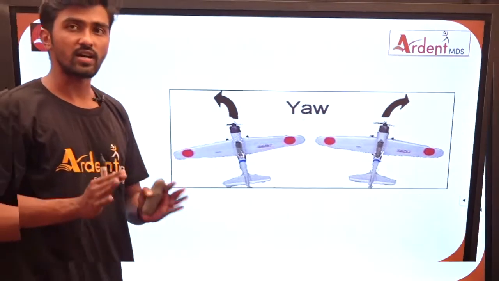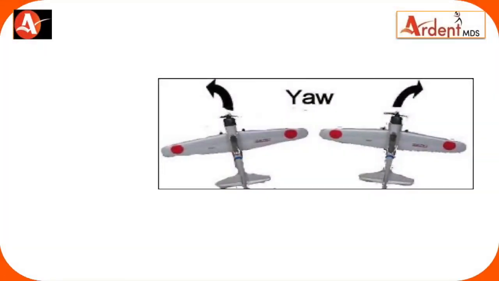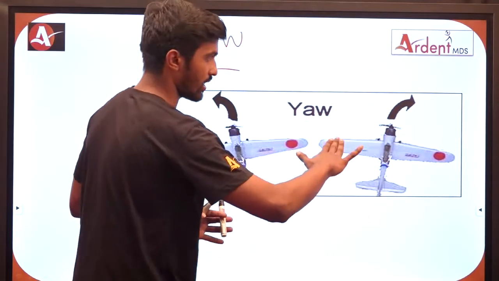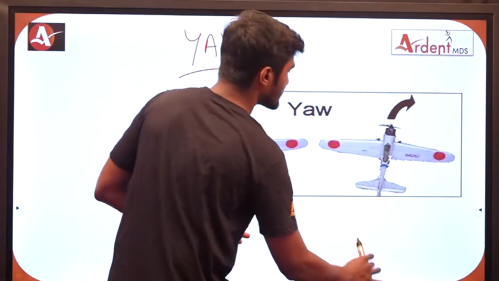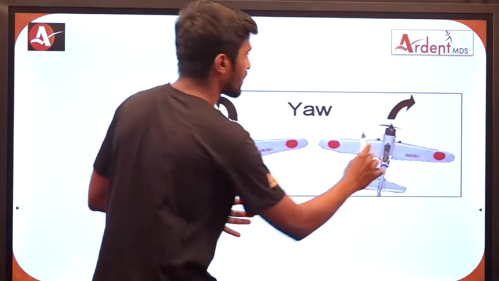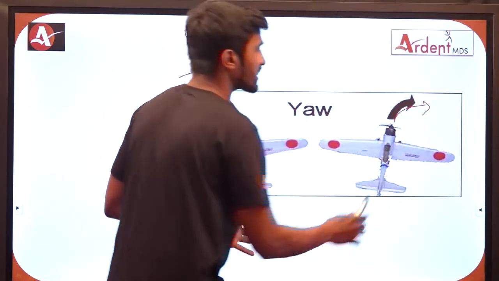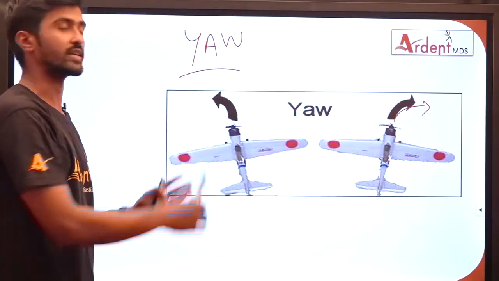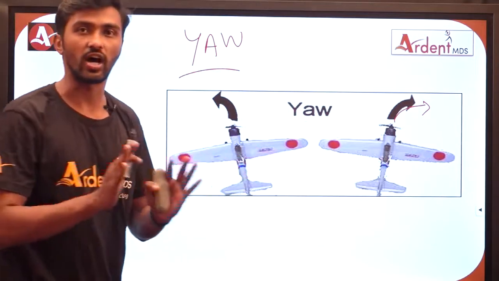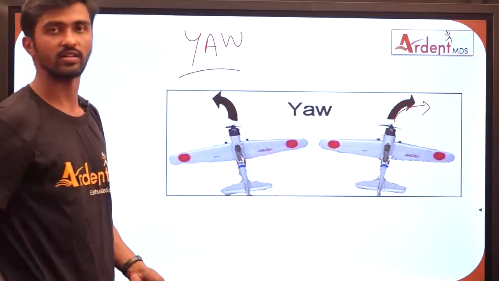Then comes the last terminology. This is called yaw. An airplane can either turn right by tilting the wing right side, or it can also change its course of direction by turning its nose either right side or left side. So this is called yaw, Y-A-W.